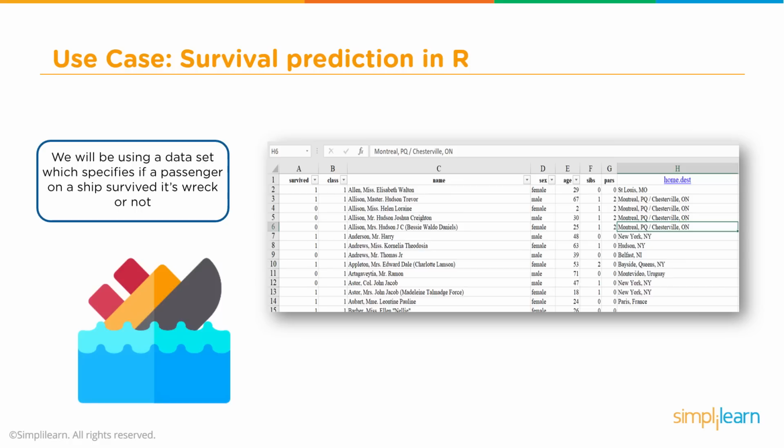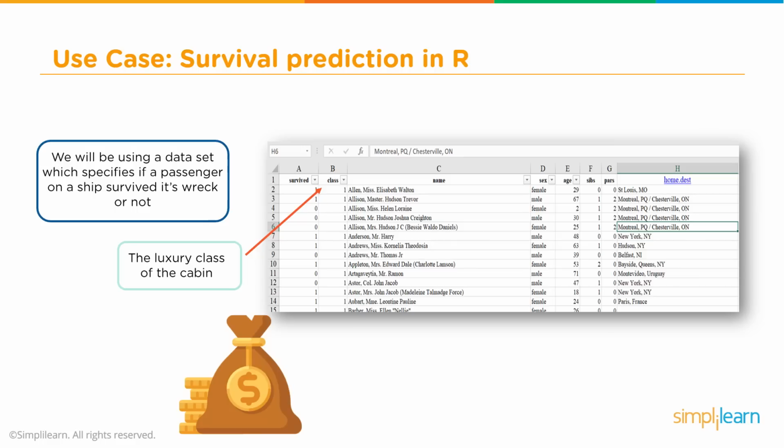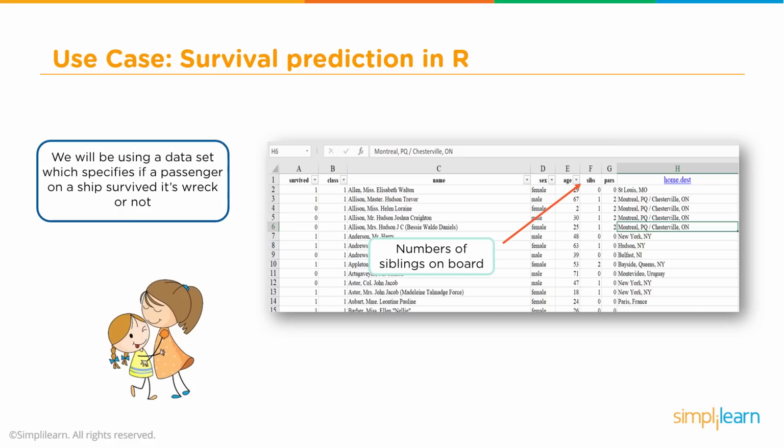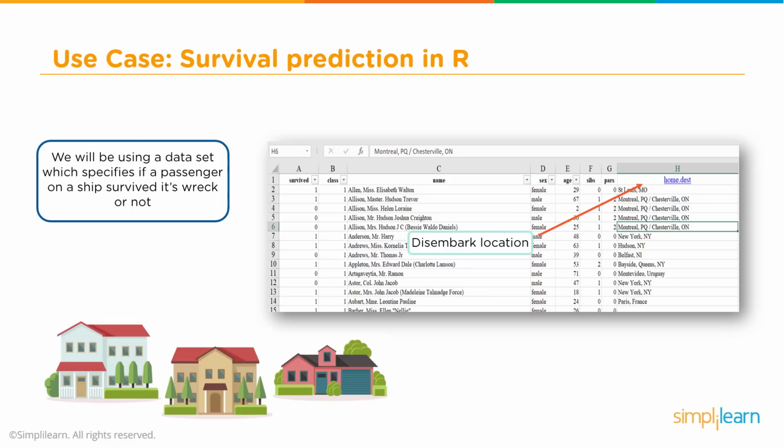And you can see right here we have survived. So 1 indicates a person survived the wreck. 0, they didn't make it. They were under the water. And the luxury class of the cabin, so the value is 1, 2, 3, depending on what luxury class they were. And then we have, this is kind of interesting, how many siblings they had. So it's kind of an interesting added statistic in there. Number of parents on board, and disembark location, so where the destination is.